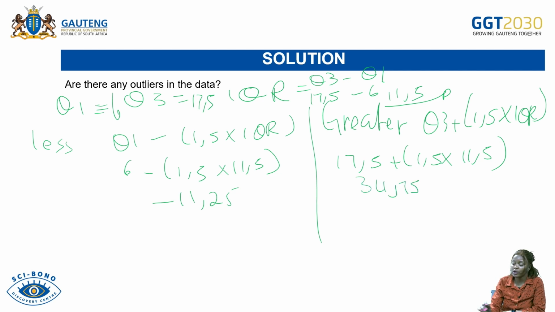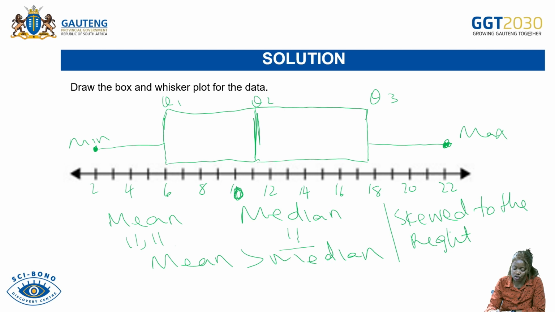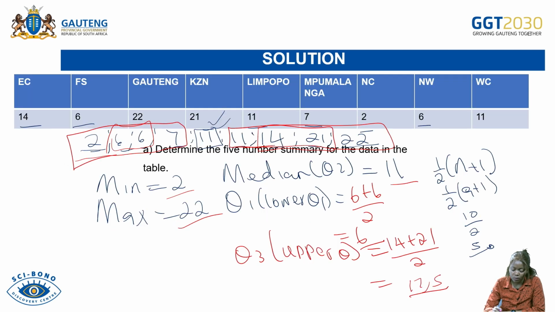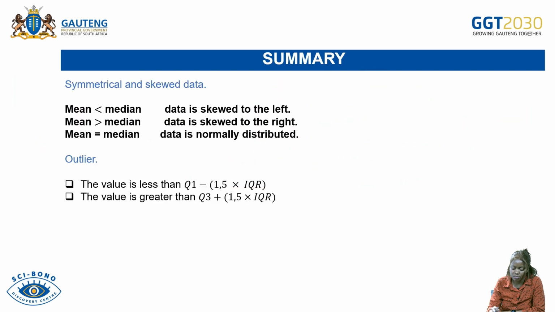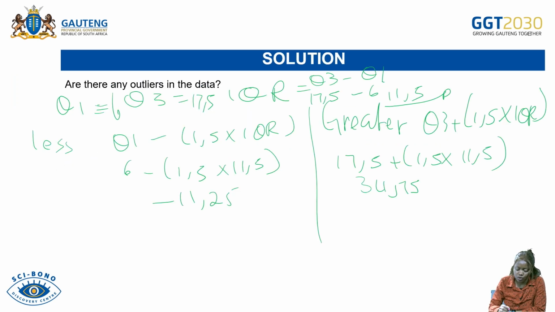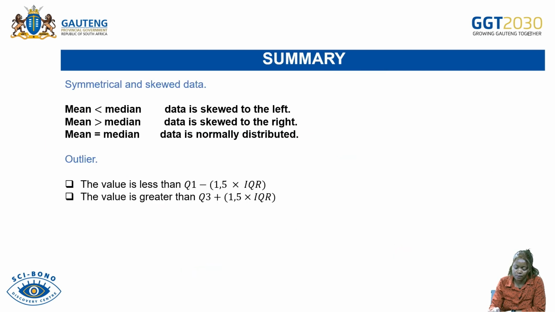Then you check for anything that is going to be above 34,75. Let's go back to our data set and check. Do you have anything that is above 34,75? No. Do you have anything that is less than negative 11,25? No, again. So it means we do not have any outliers. So there are no outliers. Then you get your full marks.